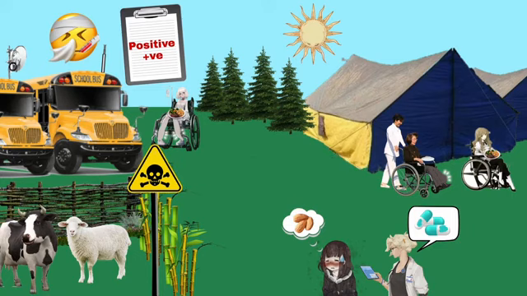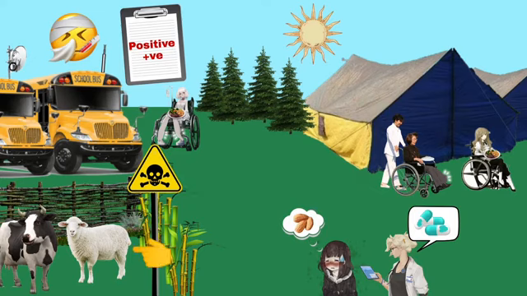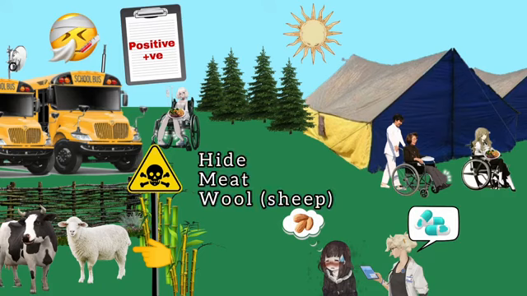So this bacillus causes anthrax, which is a zoonotic disease mainly transmitted by livestock, especially cattle and sheep. So look here at the cow and the sheep. From these animals we get three important products, that is hide or skin, their wool and their meat.